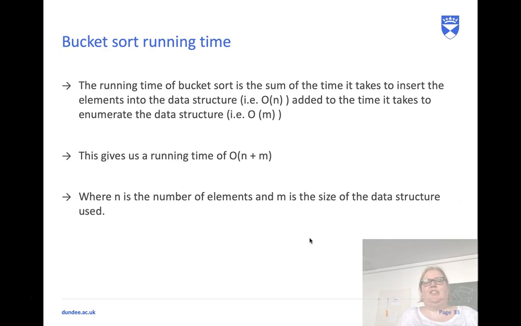So the running time of the bucket sort is the sum of the time taken to insert the elements into the data structure, so that's big O of n, added to the time it takes to enumerate the data structure, so that's to go through the data structure. Okay. So n here is the number of elements that we're trying to sort, and m is the size of the data structure in use. So that big O of n plus m can be a really efficient way to sort, but it depends on how big that data structure is and how much of an m we have to go through.